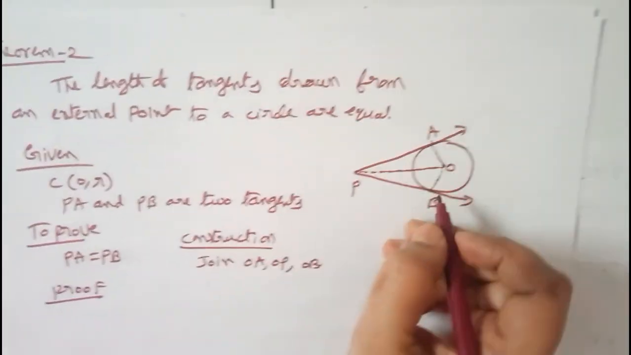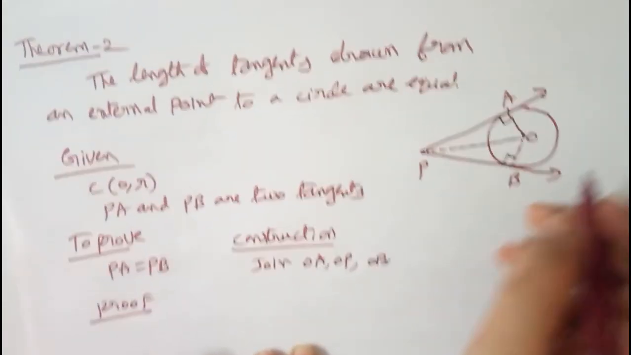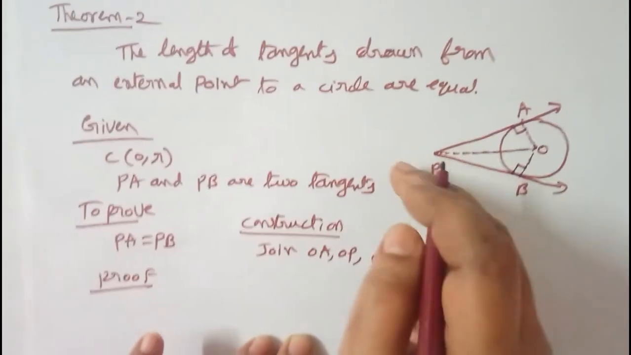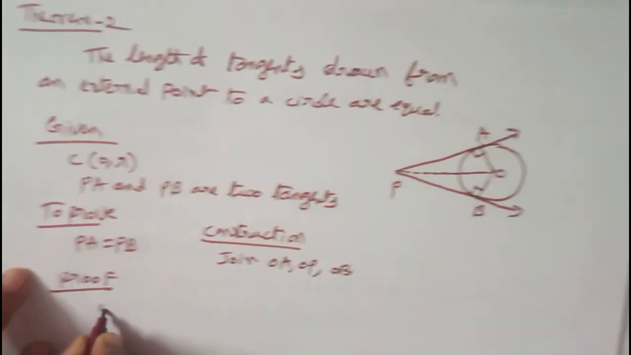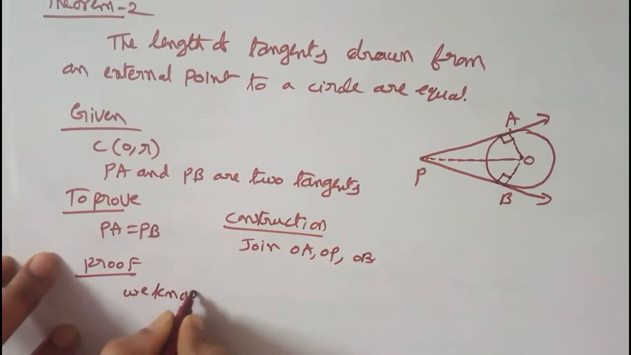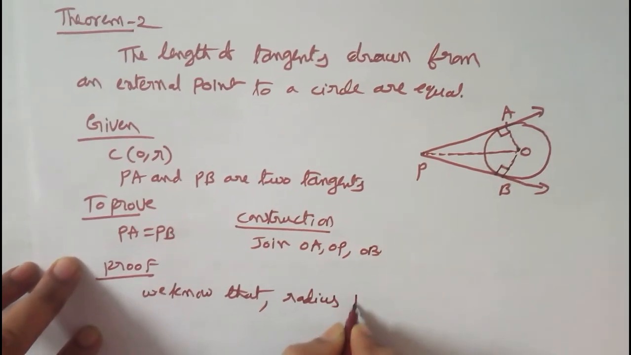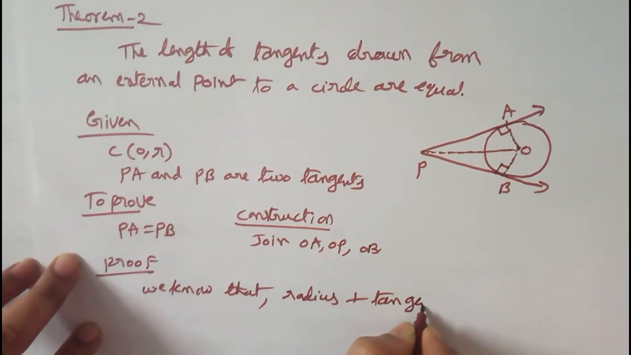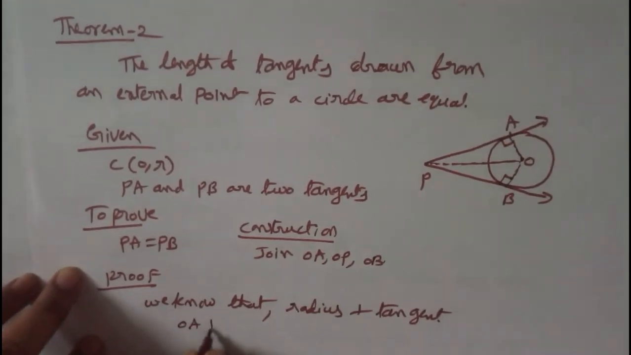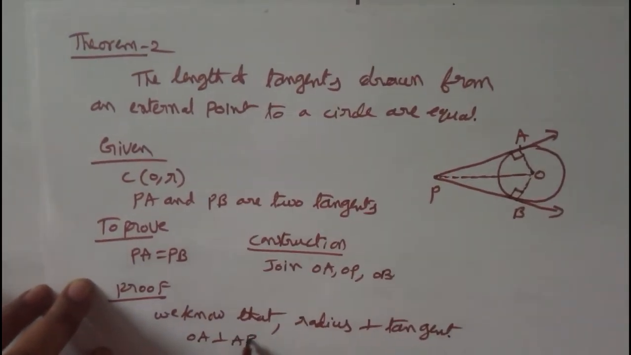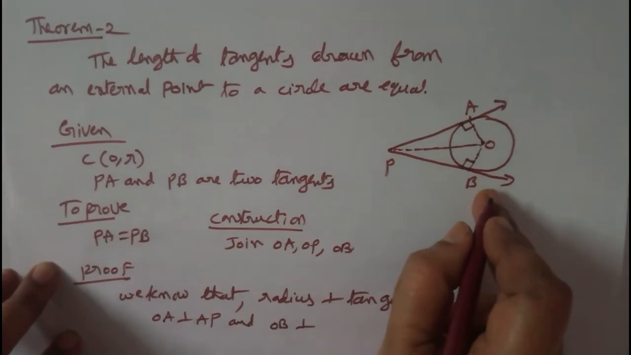We know that the radius is perpendicular to the tangent. So OB is perpendicular to PB and OA is perpendicular to PA. We know that the radius is perpendicular to the tangent. Therefore OA is perpendicular to AP and OB is perpendicular to BP.